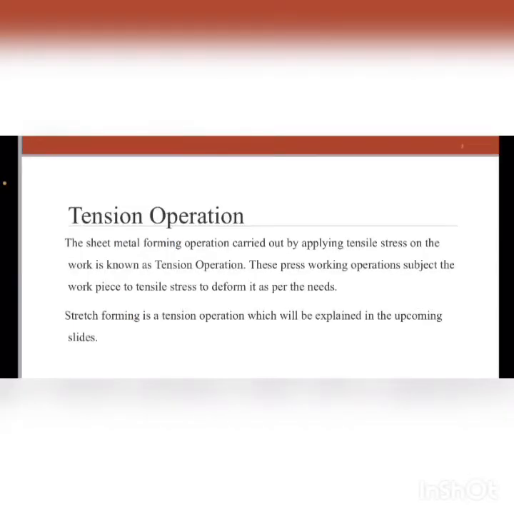Hi, I am Naveen Krishna. I'm here to talk about tension operation. The sheet metal forming operation carried out by applying tensile stress on the work is known as tension operation. This press working operation subjects the workpiece to tensile stress to deform it as per the needs. Stretch forming is a tension operation which will be explained in the upcoming slides.